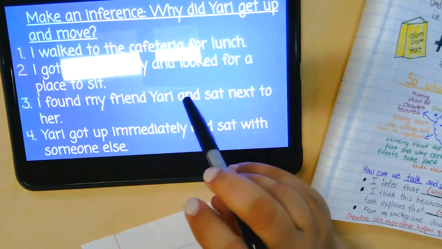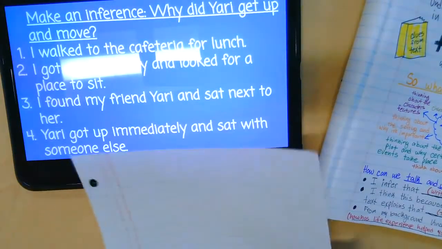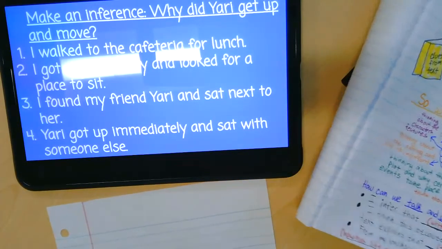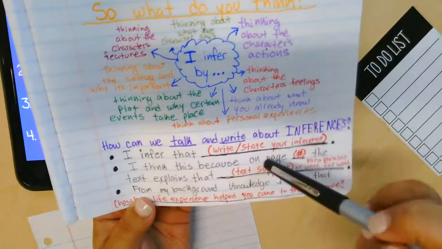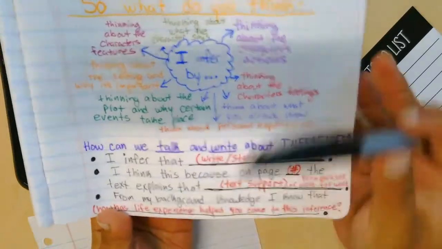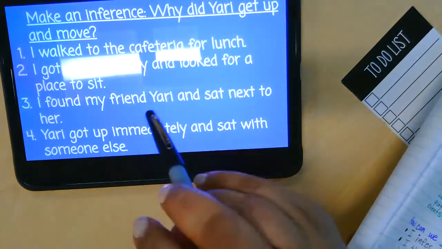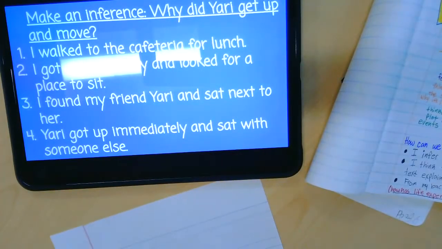Okay, so you're going to have 3 of these to answer. So let me show you how I want you to answer it. You have to make sure you use all 3 of these down here: I infer that, I think this because on line number, and from my background knowledge, I know that. Okay, all 3 of them for each one of these. So just think 3, 3.